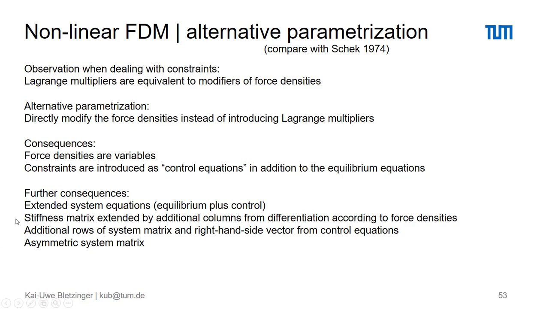The stiffness matrix now is extended by additional columns from the differentiation with respect to the force densities, because these are now variables. That means they also have to be considered when we do differentiation. There also come additional rows to the system matrix and to the right-hand side vector from the control equations. And as a consequence of handling those control equations, we have an asymmetric system matrix at the very end.